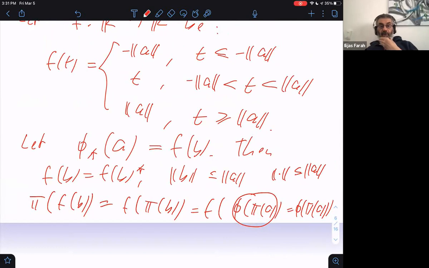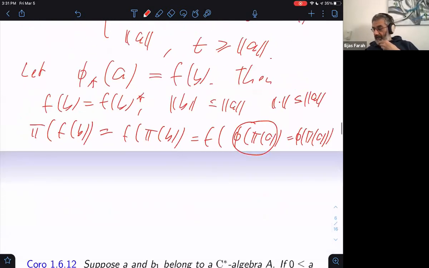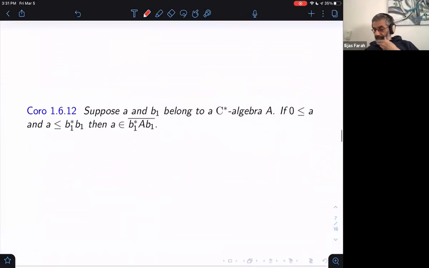Okay, so for self-adjoint elements, this is easy. For normal elements, and the same for elements that can be lifted to normal elements, this is the same. But in general, we need a few more tricks. And that's exactly what I want to do next. So here is trick number one.